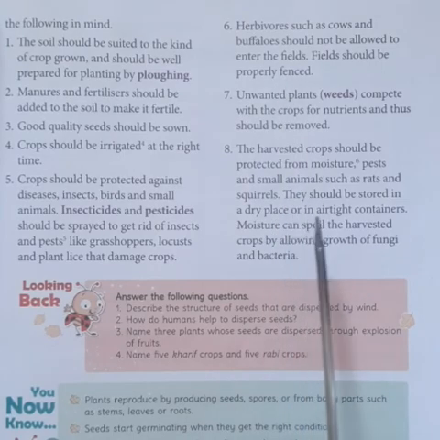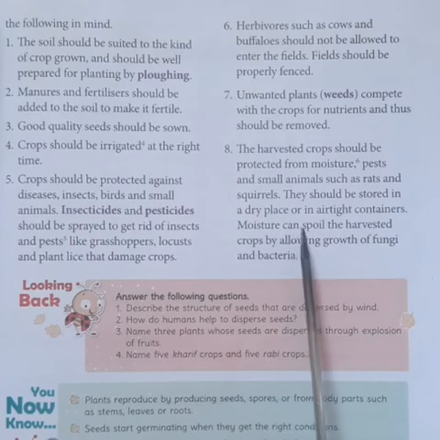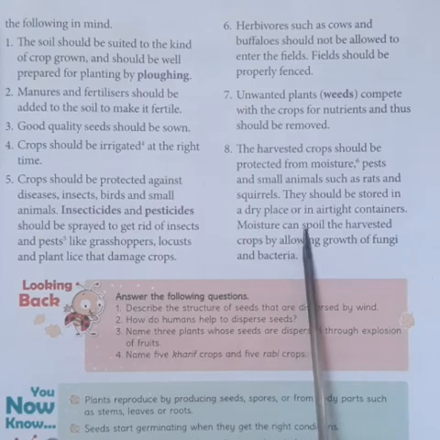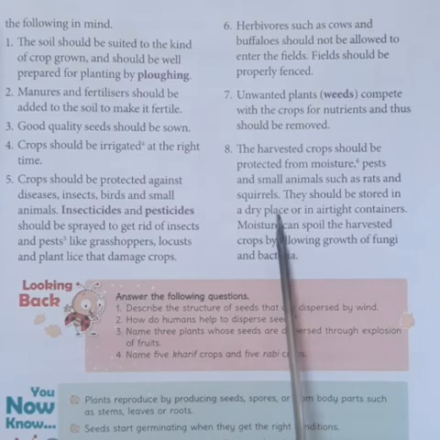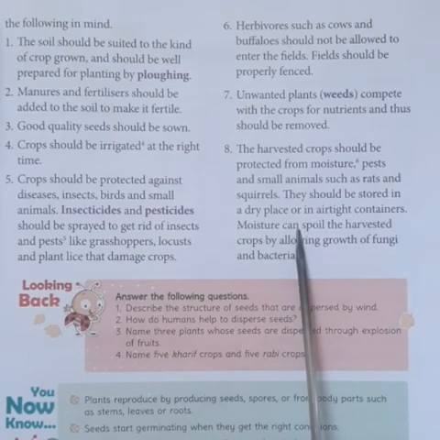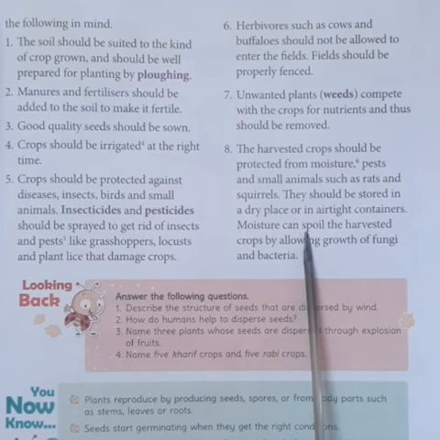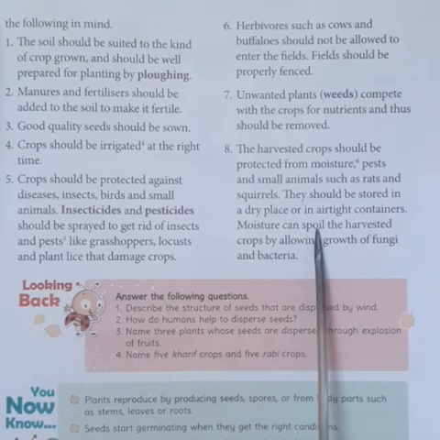Then the harvested crops should be protected from moisture, pests and small animals such as rats and squirrels. It has to be dried properly in sunlight so that it can be stored for a longer duration without getting spoiled. Did you all understand the lesson, children?